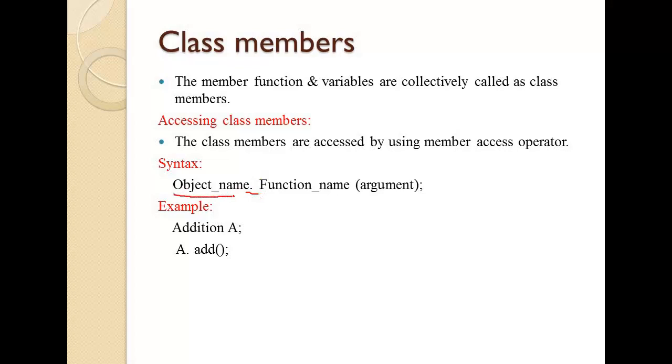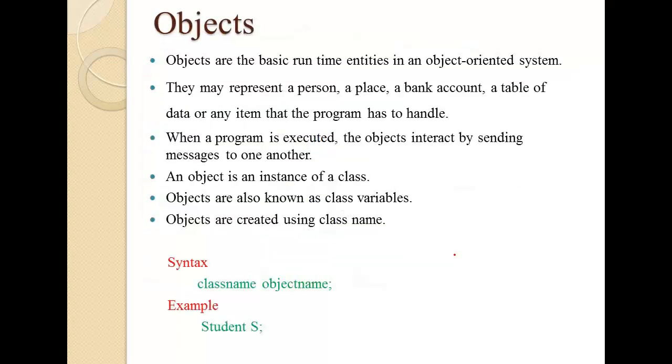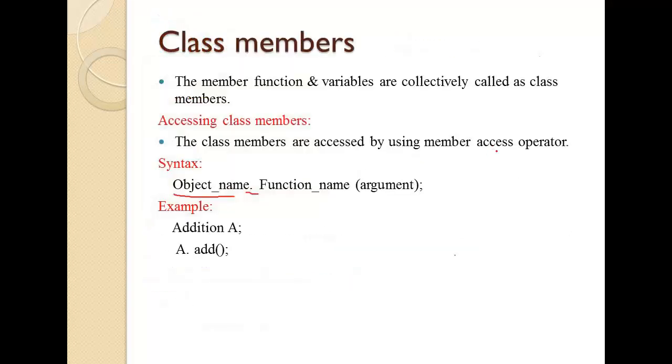Already in the beginning we discussed that the first concept of OOPS is the object, right? For each and every class, we create an object. With the help of that object only, we access the class members. What is the syntax? Already in the object slide, let me show you. Class name, space, object name. The class name is student and the object name is s. Once the object is created, I can write s dot name.